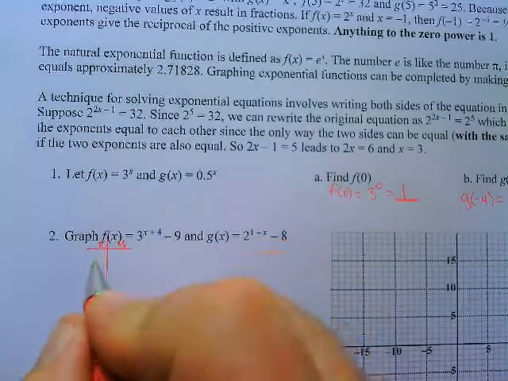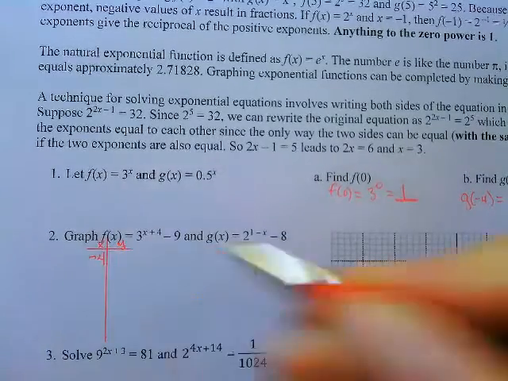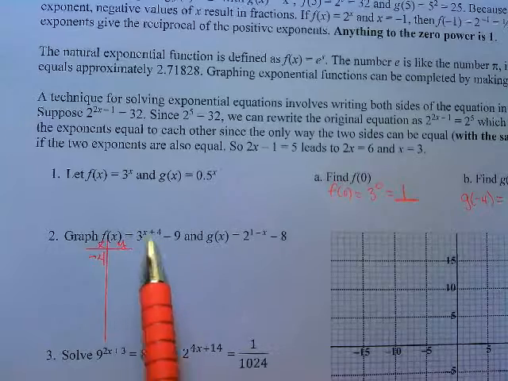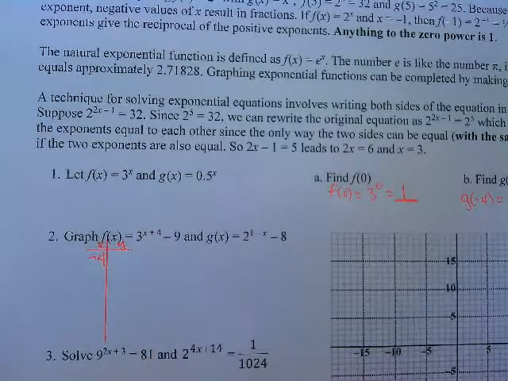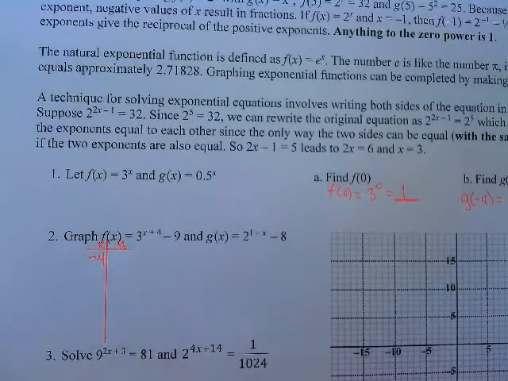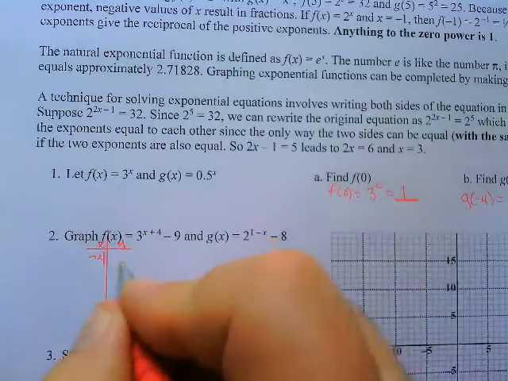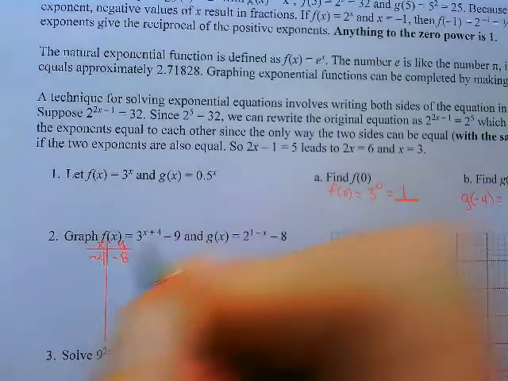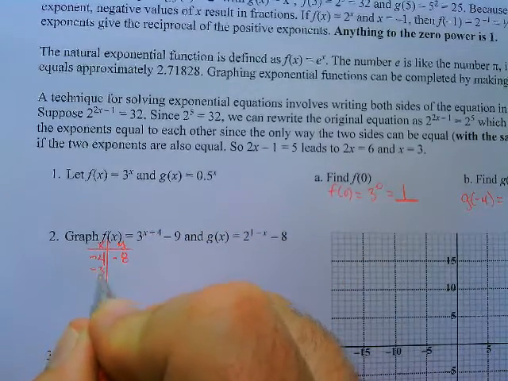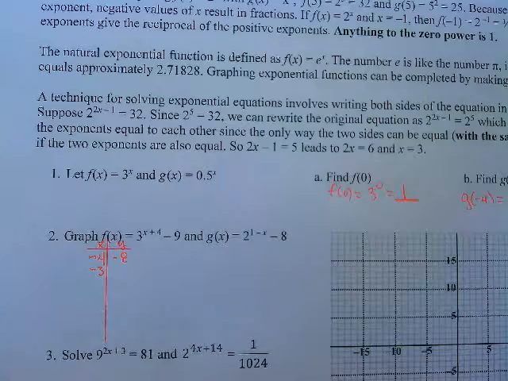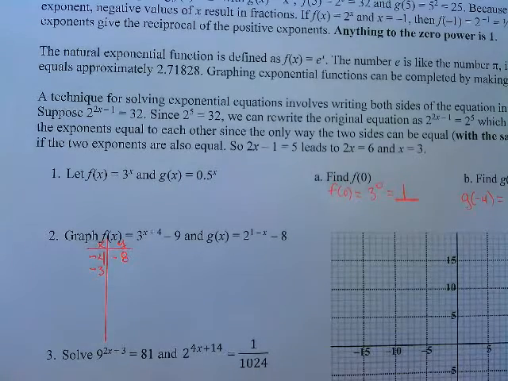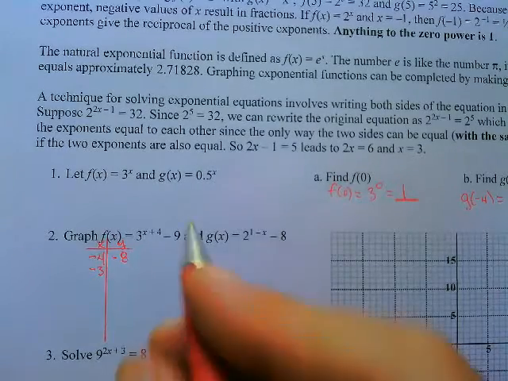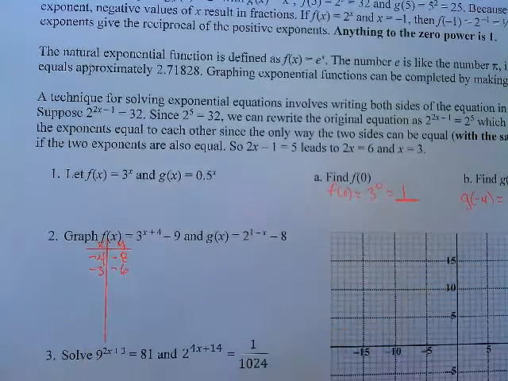I'm going to start at -4. You might wonder why I started there. Well, -4 plus 4 will make the exponent part 0, which then 3 to the 0 is 1. 1 minus 9 gives me -8. Okay, and I'll proceed from there. -3, so -3 plus 4, that's 1. 3 to the 1 is 3. 3 minus 9 is -6.